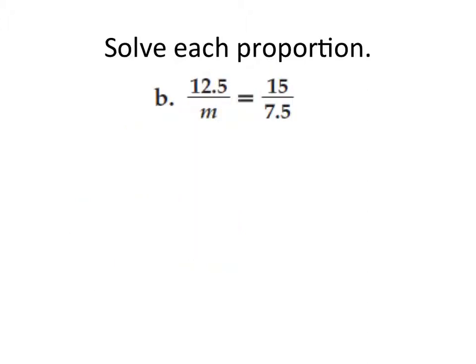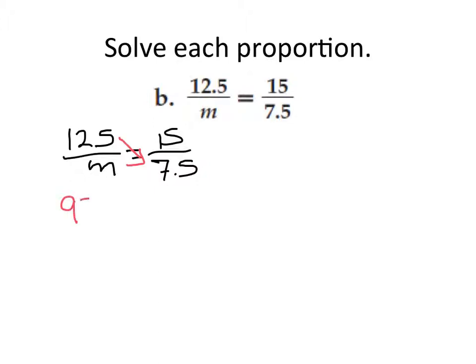All right, let's try that one more time. We're going to solve each proportion. This time the variable is down in the denominator, but everything else will be the same as we've learned before. We're going to use cross products. All right, I'm multiplying 12.5 and 7.5, and I get 93.75 using my calculator. Now I'm going to continue on, and 15 times m is 15m.